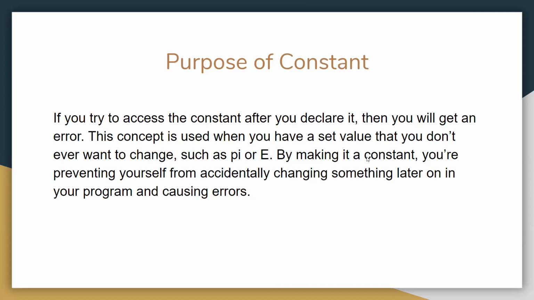But generally, by making it a constant, you're just preventing yourself from accidentally changing something later on in your program and causing errors. Yeah, so if you have like 1,000-line code and you have regular variables for the whole thing, then you could very well accidentally change something and mess up the whole program because of that. And you're probably not going to want to go decoding 1,000 lines of code.